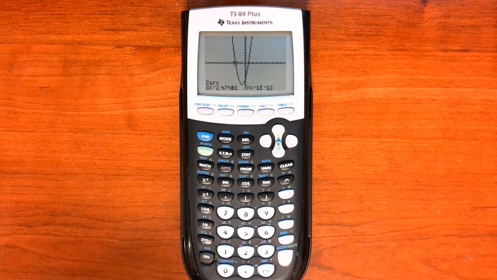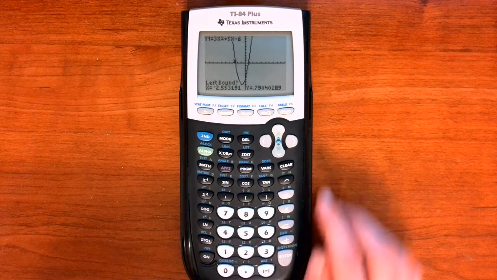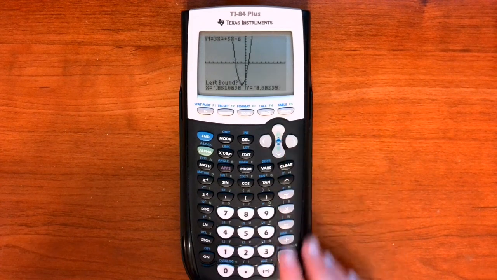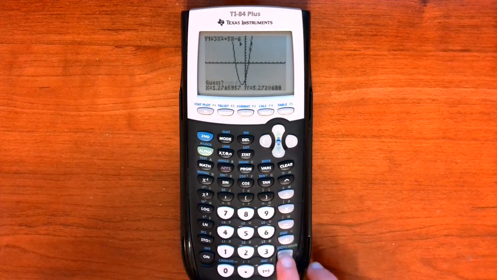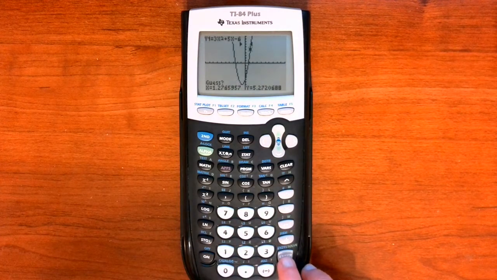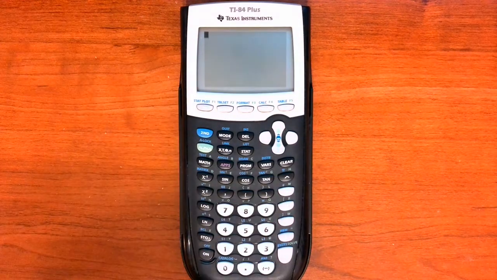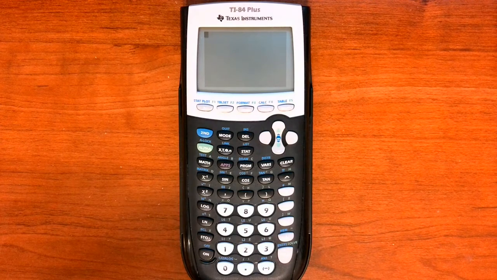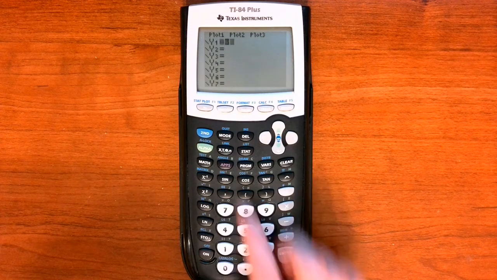To find the other zero of the function, use the same procedure. Press second calc, choose option 2, and then enter in the left bound and the right bound. Press enter again for guess, just press enter for guess, and the calculator gives you an approximation for the x value of the zero. Let's now talk about another way to use your graphing calculator to find the zeros of a function. Press y equals. Enter in your function.